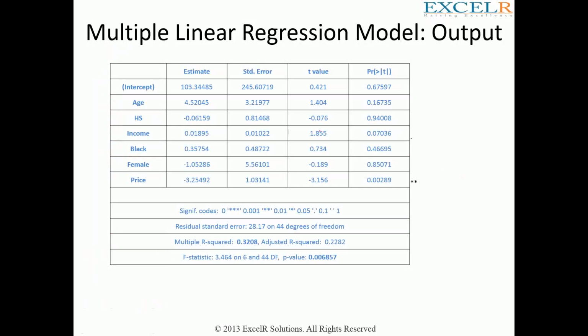Anyone? Which of these inputs is significant? Right, Ramanand, it's price. Why is that so? We look into the values which are towards the left of 0.05, and in this case we have 2 stars here. That means price is significant.